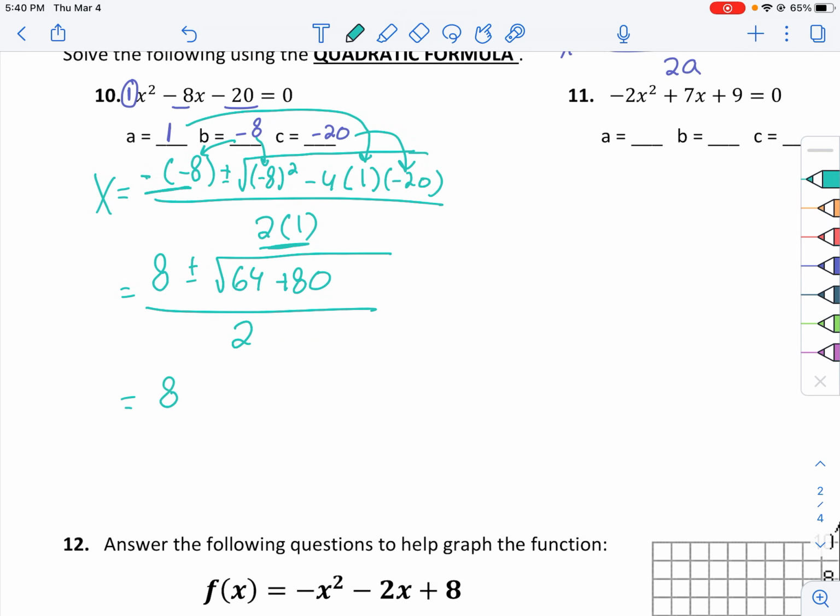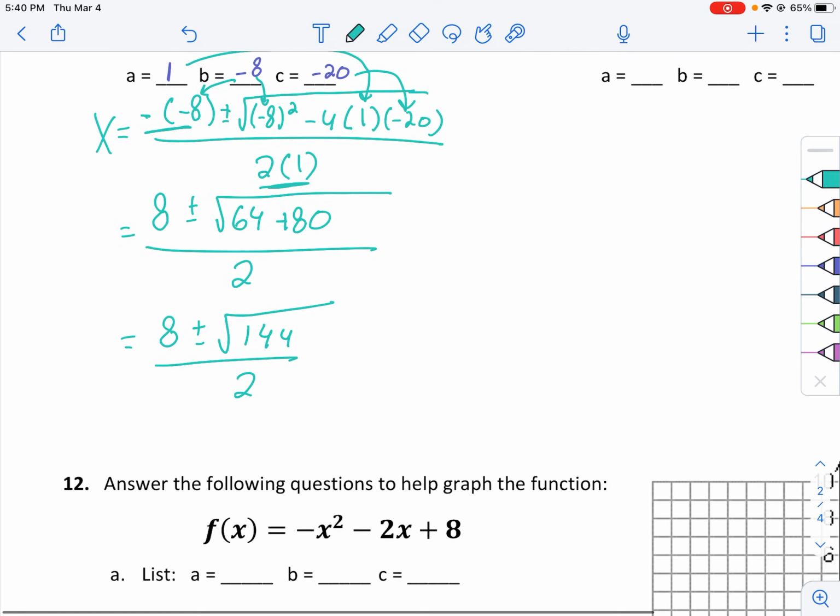Continuing, we have 8 plus or minus the square root of 64 plus 80, which is 144, over 2. 8 plus or minus the square root of 144, which is 12. You can check that on your calculator if you'd like. And then that's all divided by 2.